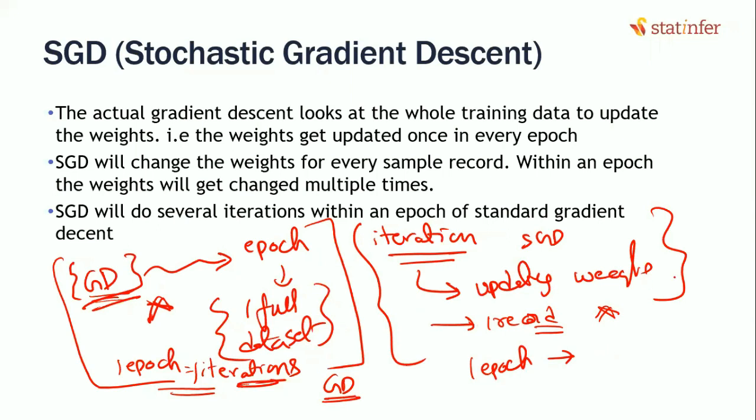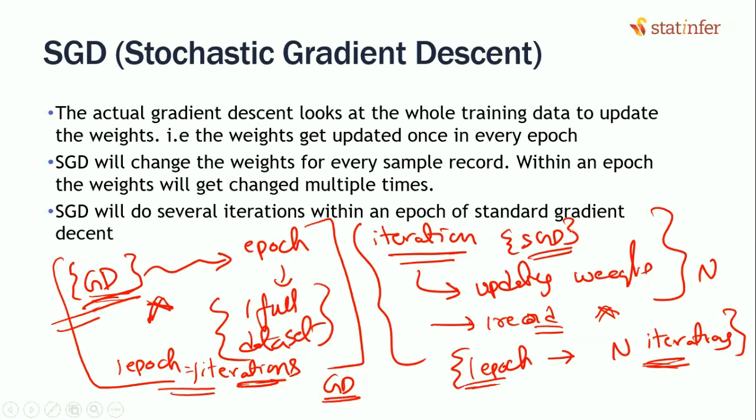One epoch will have as many iterations as there are rows. Yes or no? Do you agree with that point? I think all of you are answering correctly. As many records are there, those many iterations. See, gradient descent is also a problem. Stochastic gradient descent is also a problem.